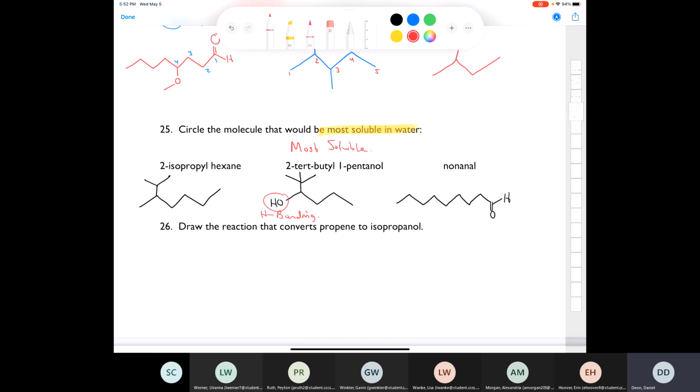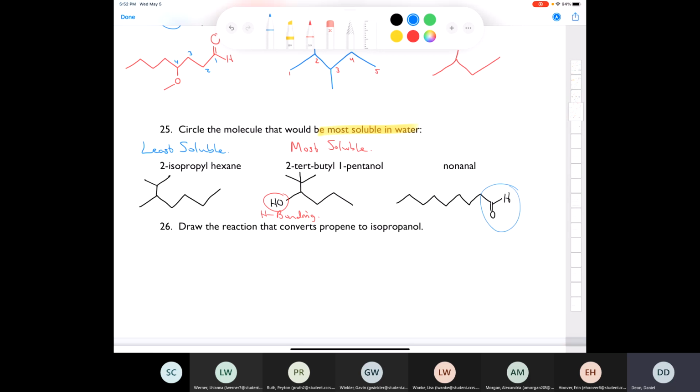Now, it doesn't ask us which one would be the least soluble, but I want you to be very fast on this to be able to say, well, this compound rather, is a hydrocarbon, and so it would be the least soluble, right? There's no reason why a hydrocarbon would be soluble in water whatsoever, because hydrocarbons have no polar bonds, no capability of hydrogen bonding or dipoles or anything like that.